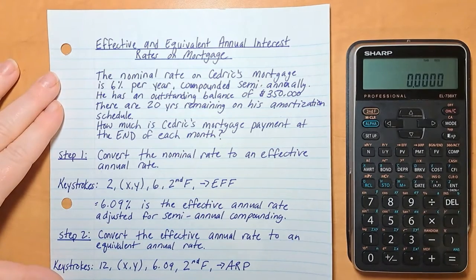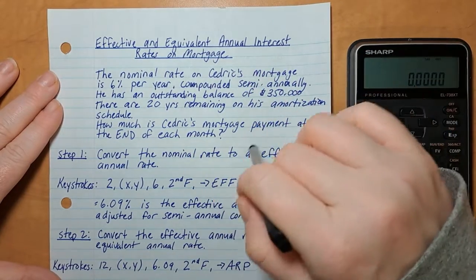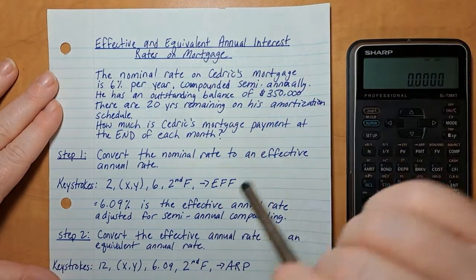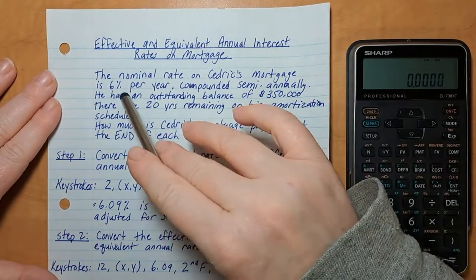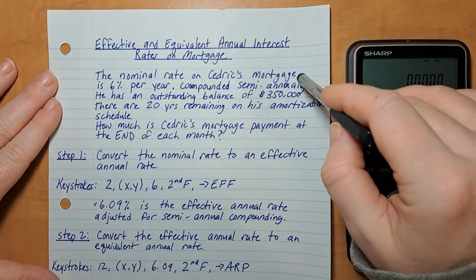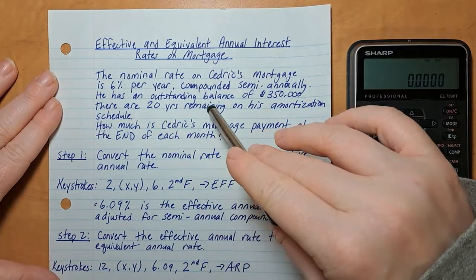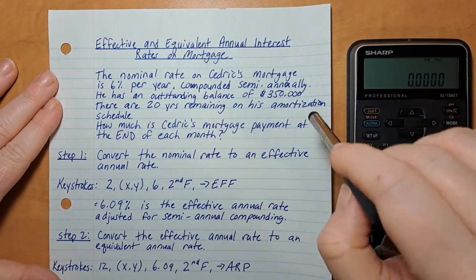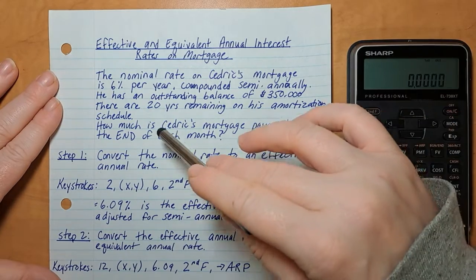Okay, let's look at effective and equivalent annual interest rates on a mortgage. Let's just learn by example here. The nominal rate on Cedric's mortgage is 6% per year, compounded semi-annually, because mortgage rates are compounded semi-annually here in Canada. He has an outstanding balance of $350,000. There are 20 years remaining on his amortization schedule.